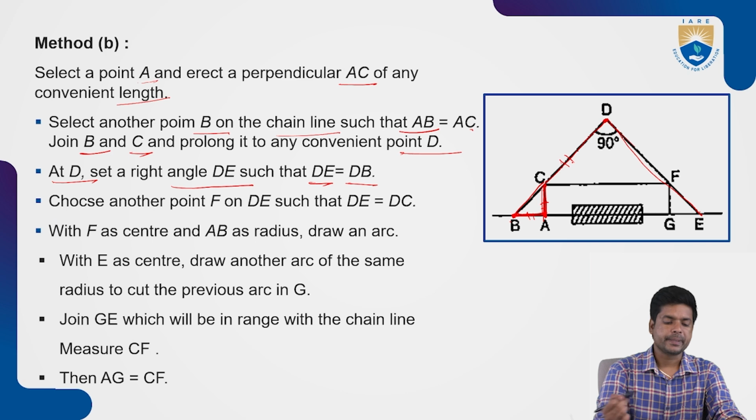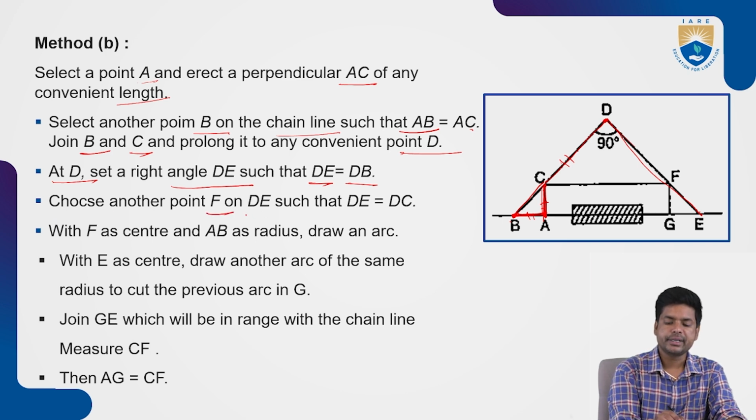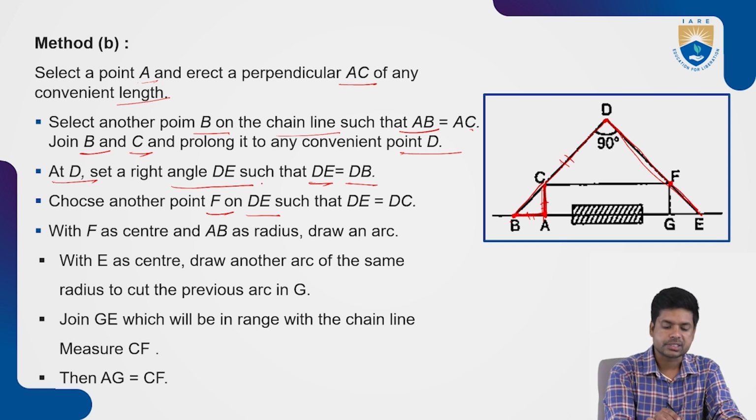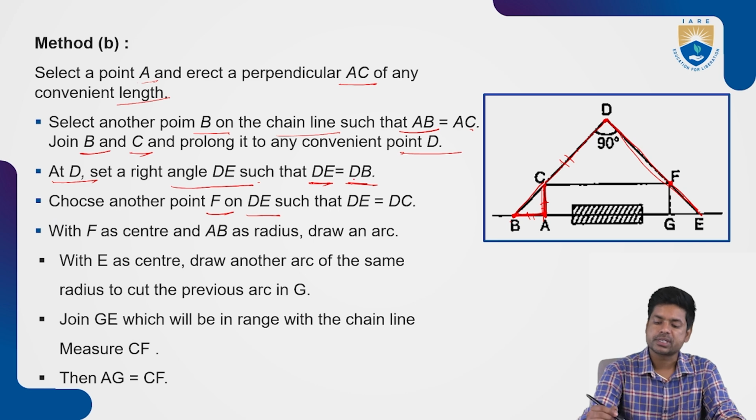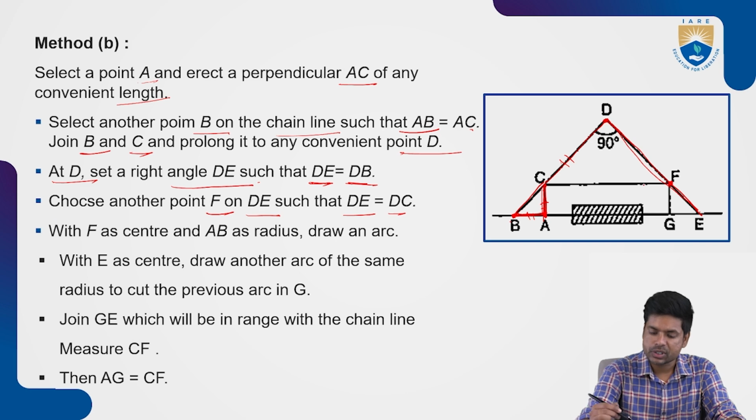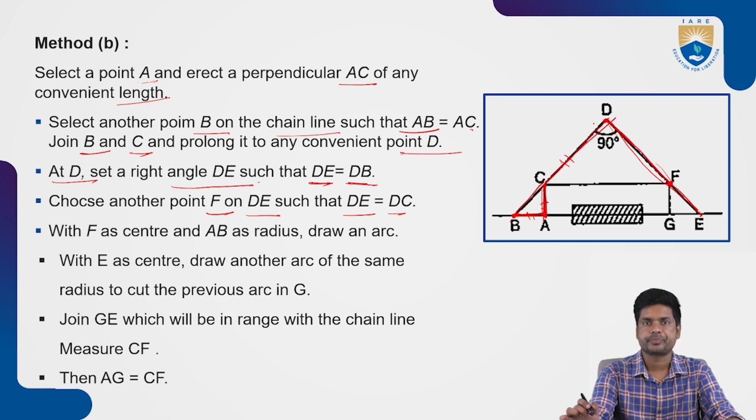Next, choose another point F on DE, such that DF is equal to DC. On the line DE, I am establishing one more point, the position of which should be such that the distance DF is equal to the distance DC. By measuring the distance from point C to D, with the same distance establish one more point on the DE line. That is point F.